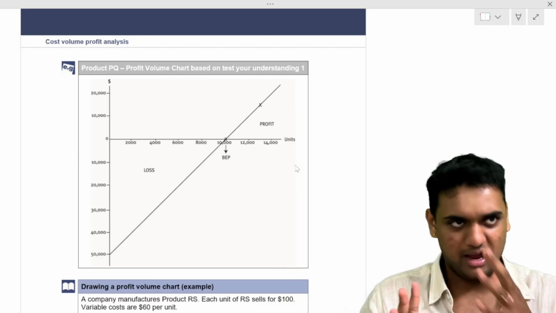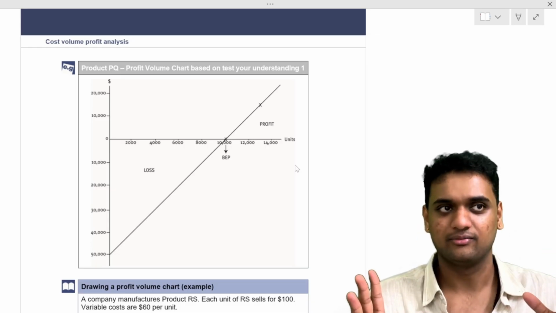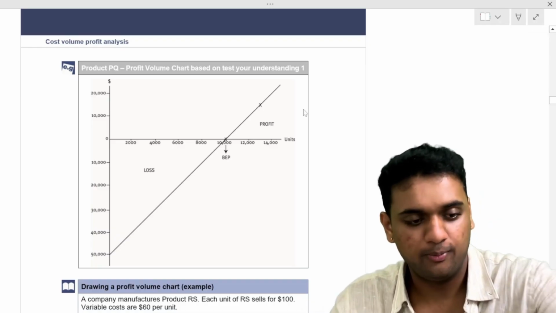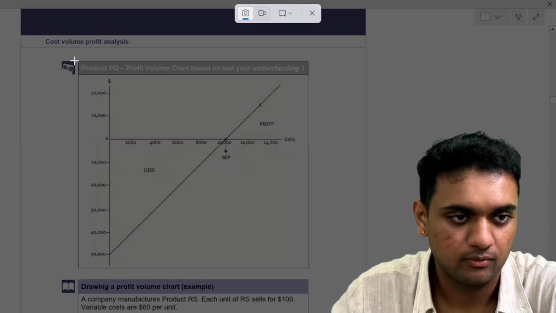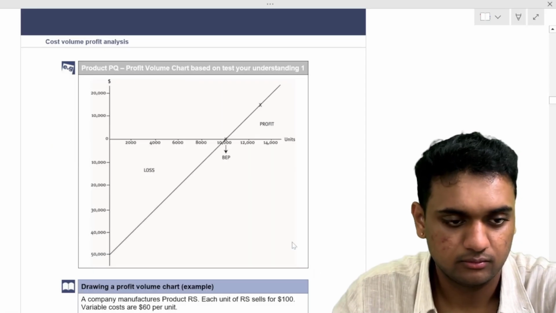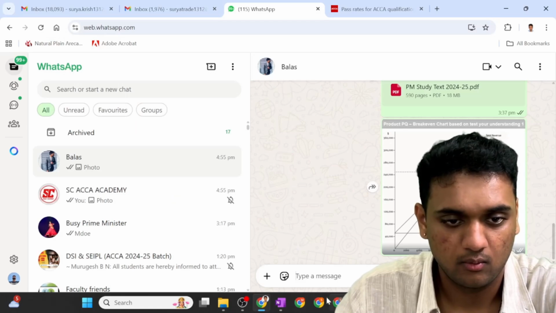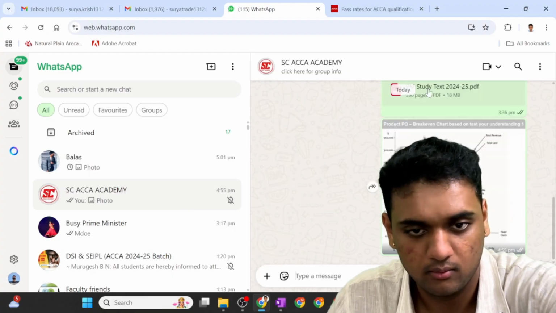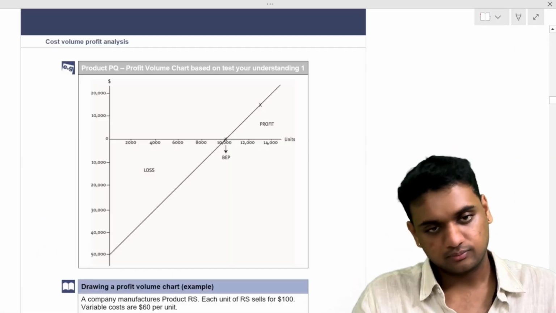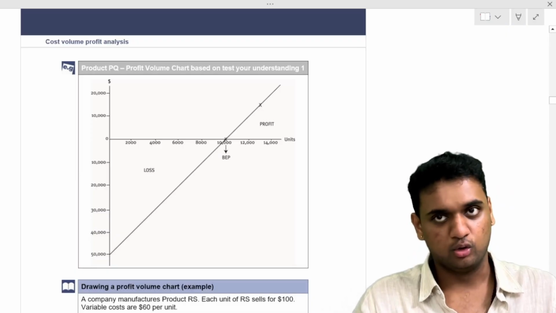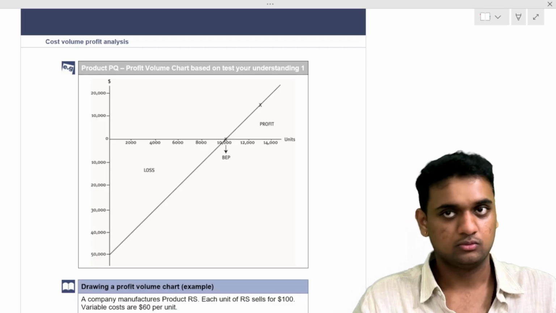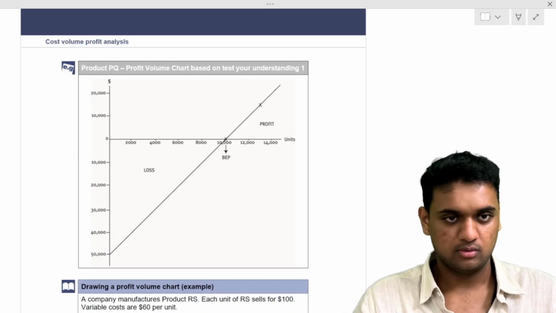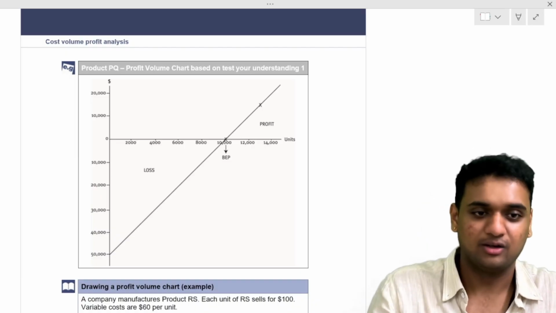Understood, all of you? I will show you the graph now, but are you able to visualize? Yes, sir. Now I will send you a photo in the group. Did all of you get the photo? Open the photo once. This is how a profit volume chart looks.